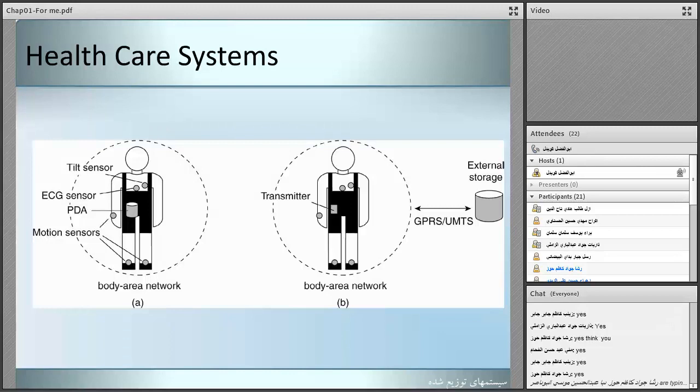Comfortable. The healthcare system and the sensors must be comfortable for the patient, so the patient can do his job easily. Yes, yes. غير مزعج. Yes. غير مزاحم. Okay? لا مزاحم. Very good.